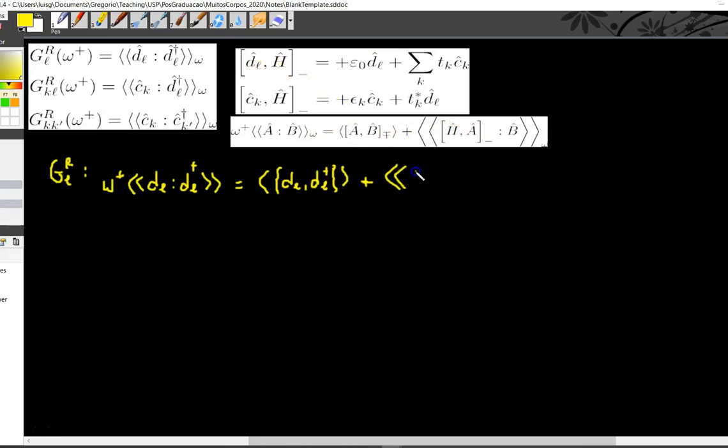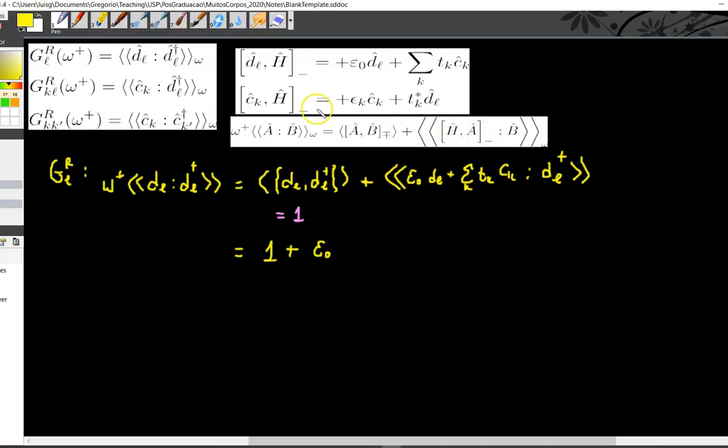Now I have epsilon 0 DL plus the sum over K of TK CK, double DL dagger, right? Omega is no omega. Now this guy is 1, and so the expected value of a constant is just 1. So I just write here, this is 1. Plus what? Plus epsilon 0, which is just a constant, comes out. I'll take this term here.